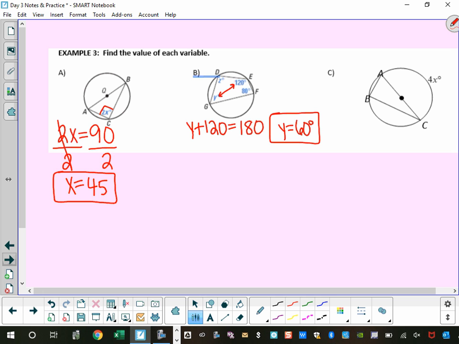So that means that z and 80 will have to add up to equal 180 degrees. What is the measure of angle z? Guys, seriously, come on. 180 minus 80. 100 degrees.